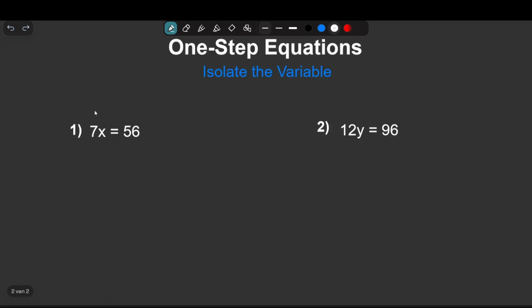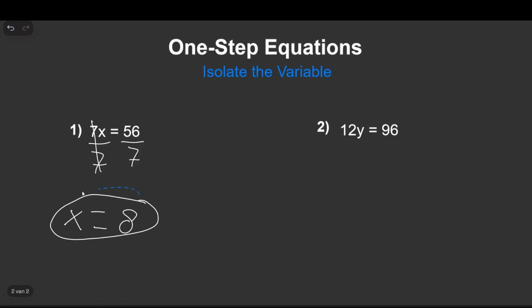So let's start by doing this. Instead of 7 times x, we're going to divide by 7 on both sides. So we're going to do it like this: dividing by 7 and divide by 7. 7 divided by 7 will cancel each other out because we will just be left with 1x, but 1x is basically just x. So now we are just left with 56 divided by 7. So x equals 56 divided by 7, which equals 8.